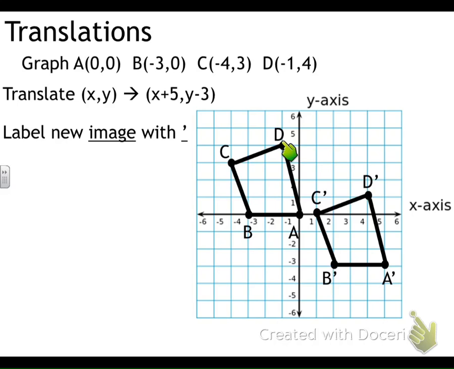It moved 5 to the right. 1, 2, 3, 4, 5. And then it moved 3 down. 1, 2, 3. So that's how you translate an image with geometry on a coordinate plane.